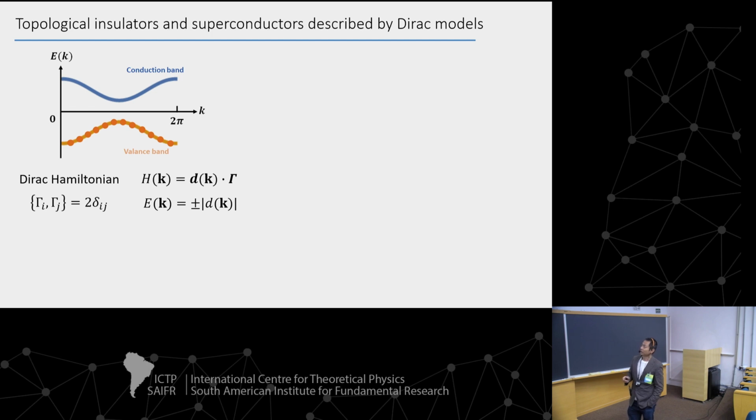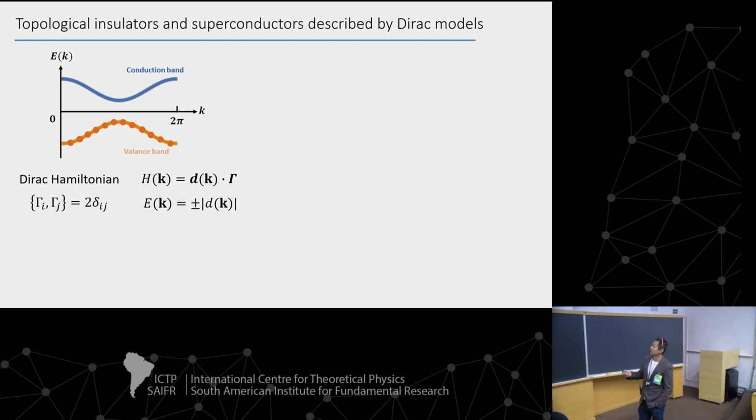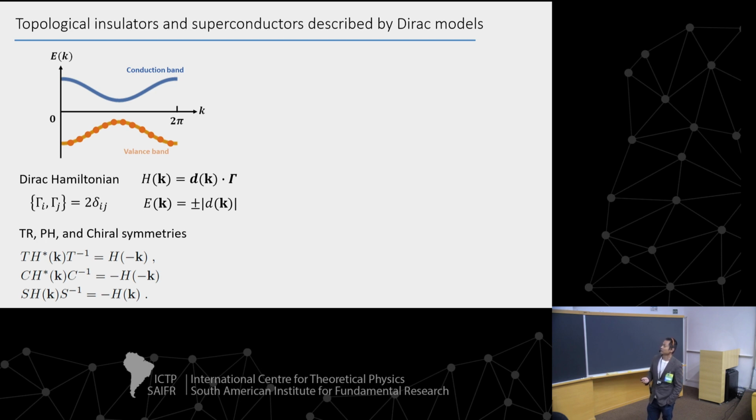In general, all these topological materials, at least the low energy part of them, will be described by the Dirac Hamiltonian, where you have this d vector, which characterizes the momentum dependence of the Hamiltonian, and you have these Dirac matrices that satisfy the Clifford algebra. And then the material has a gap, and you have this filled valence band, or quasi-hole states, and you have these empty conduction bands, or quasi-particle bands, right? And all these materials have been classified according to the time reversal, particle-hole and chiral symmetries defined in these manners.